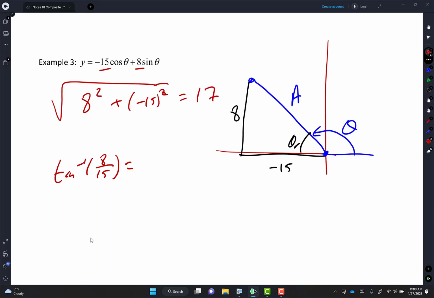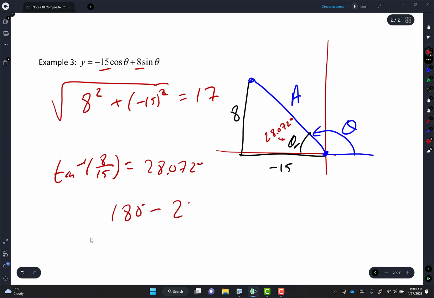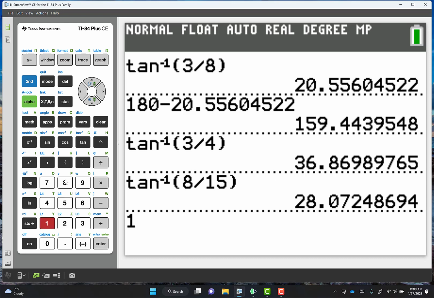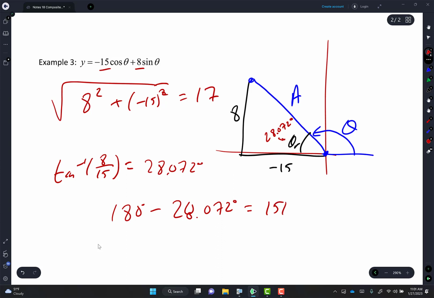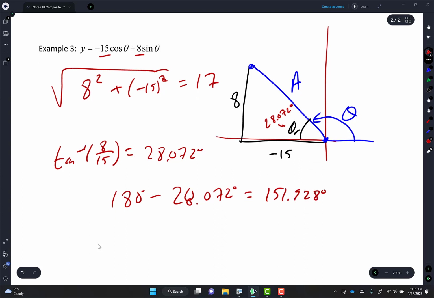28.072. So 28.072 is this one right here. The way you calculate the blue one, you just go 180 degrees minus 28.072. If you were in quadrant 3, you would add it, right? 180 plus that. All right, so here we go. I just take my calculator, 180 minus, and I scroll up. Enter. 151.928 degrees. All right, we got everything, guys.